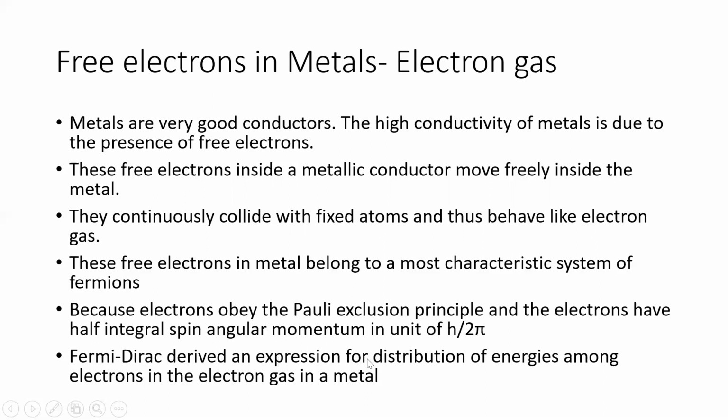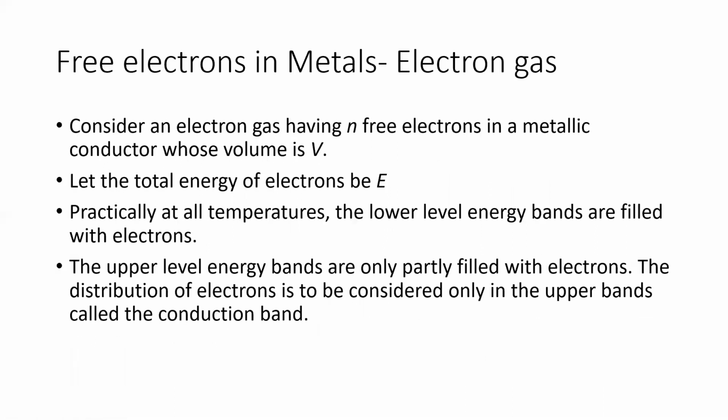Fermi-Dirac derived an expression for the distribution of energies among electrons in the electron gas in a metal. Consider an electron gas having n free electrons in a metallic conductor whose volume is V. So n is the total number of free electrons and V is the volume of the conductor that we are considering. The total energy of the electrons be E. E is the total energy.